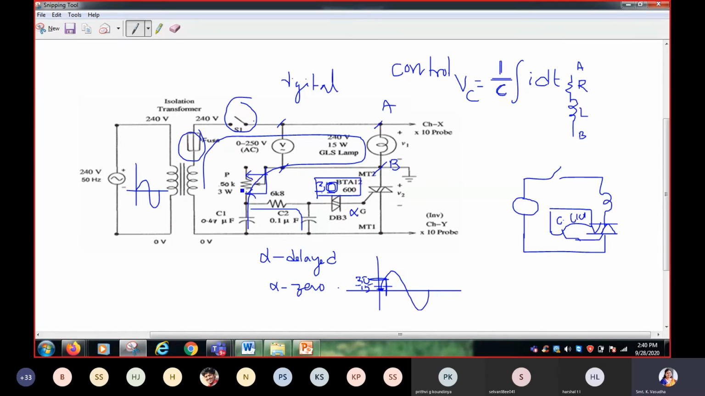If the resistance is more, then the current flowing through the capacitor will be less. The capacitor takes more time to charge, then the diac will take more time to turn on or forward bias, so alpha will be delayed. By varying this resistance, we can control the current flowing through the capacitance, thereby we can vary the firing angle alpha. Is that clear?